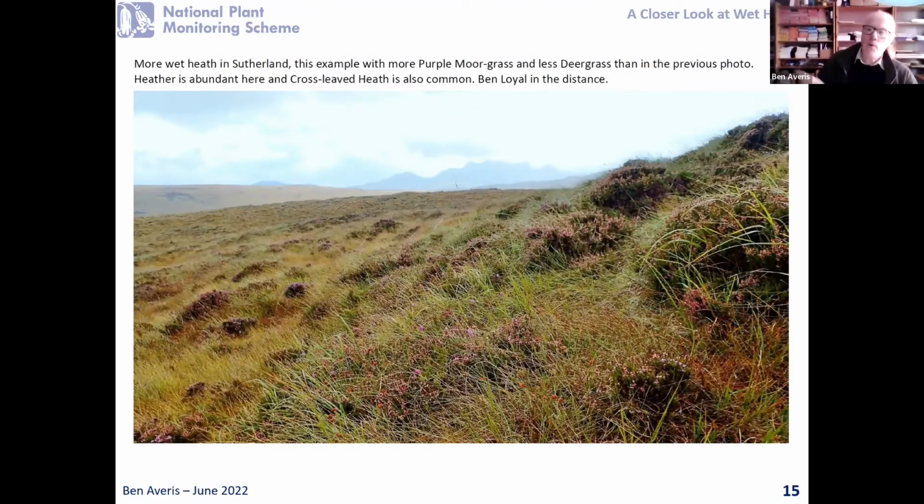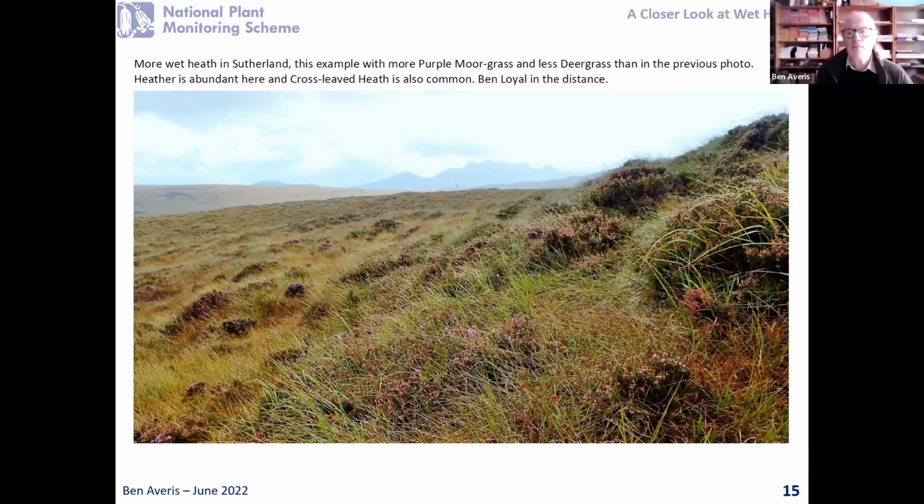There's loads of photos I got from the West Highlands, or the West and the North Highlands, because that's just where the most wet heath is, and that's also where I happen to have done an awful lot of survey work in wet heath places, and just thought I'd take some photos of it while I was there. This one here, we've got that purple moorgrass again, those long, rather broad leaves. And there is deergrass and heather and bits of cross-leaved heath, quite a nice mix there.